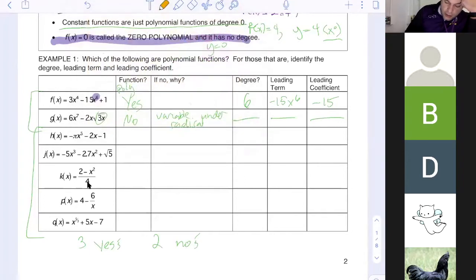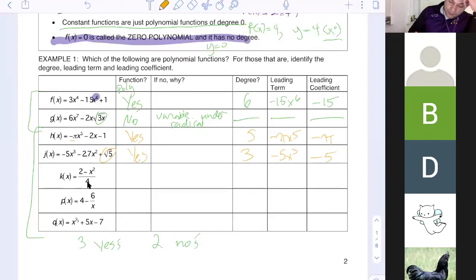All right, so the first one is a yes. That pi is a real number, so it doesn't change anything there. The degree is 5. The leading term is negative pi x to the 5th. The lead coefficient is negative pi. The next one is a yes. This square root of 5, that's fine. That's a real number, but there's no variable underneath the radical, so we're safe. So now the degree is 3. The lead term is negative 5x cubed. And the lead coefficient is negative 5.